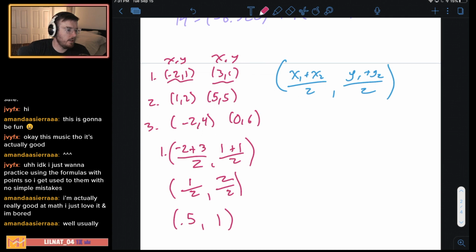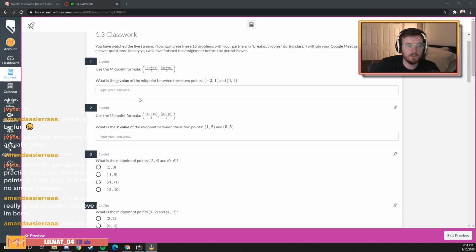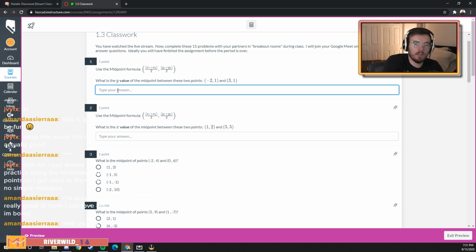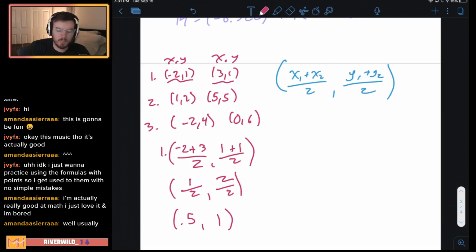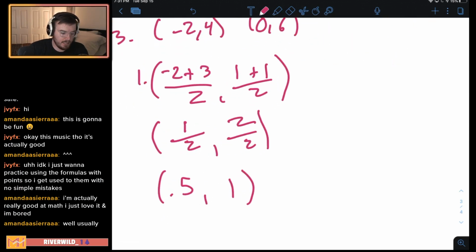The question asks, what is the y value? Canvas doesn't like answers like this. It doesn't want the entire coordinate. It wants one number and one number only. So that's why I'm asking, what is the y value? When I look at my coordinate that I've already written, (0.5, 1), this is the x value and this is the y value. So the answer to this question is 1.